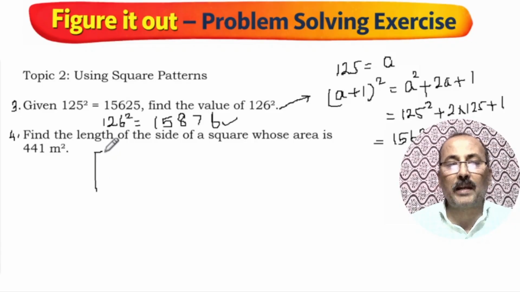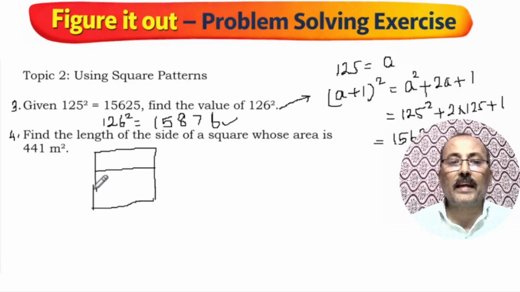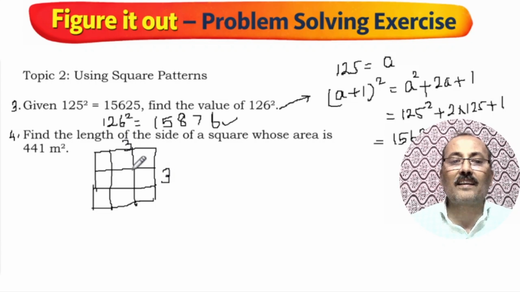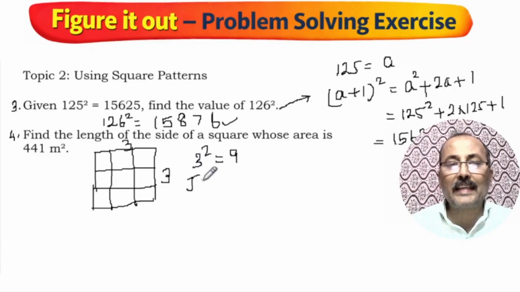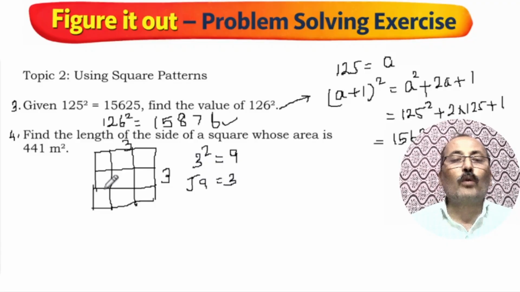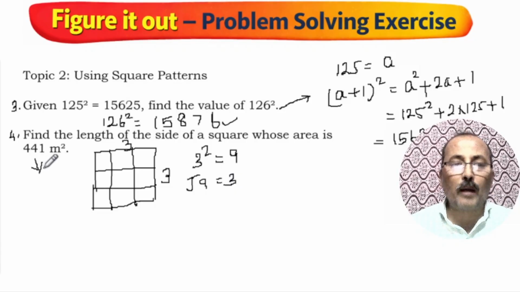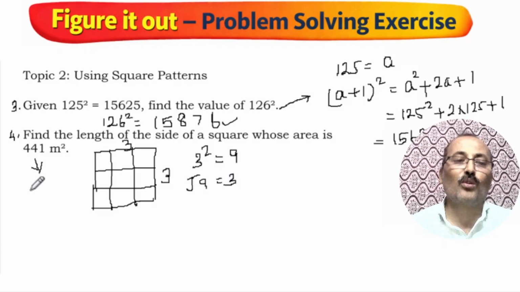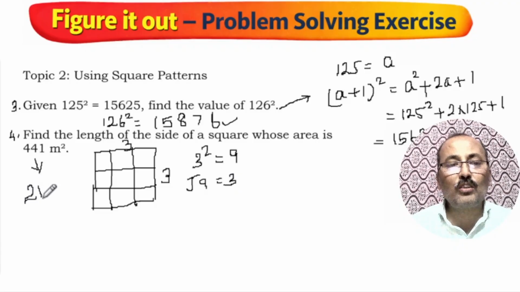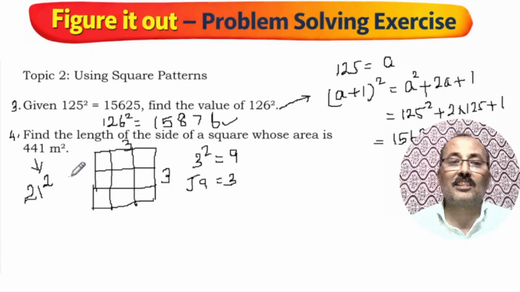Okay, next, find the length of the side of a square whose area is 441. In the previous video in patterns we have seen that if a square is divided into 9 squares, its side is 3, since 3 threes are 9. So if the square of 3 is 9, then the square root of 9 is 3. Likewise 441, if you know squares up to 30, you can find it easily. It is nothing but 21 square, or you can use the prime factorization method.